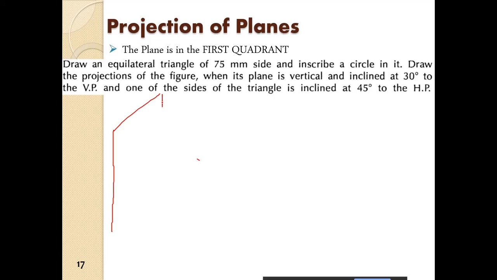So we have this vertical plane and we have this horizontal plane. Okay, we have this horizontal plane. So now, projection of the figure when its plane is vertical. So first of all, we will consider the plane to be vertical. So let us consider the plane to be vertical here. There is no distance given from any of the planes, so we will consider one arbitrary distance.